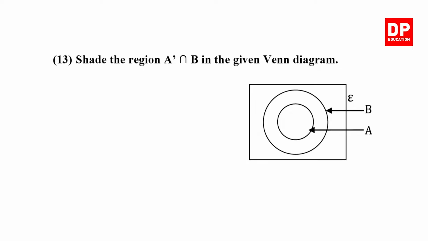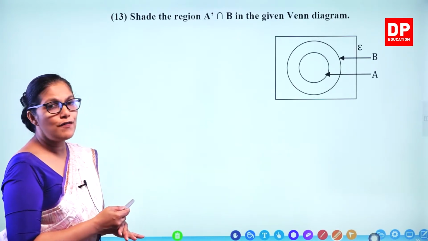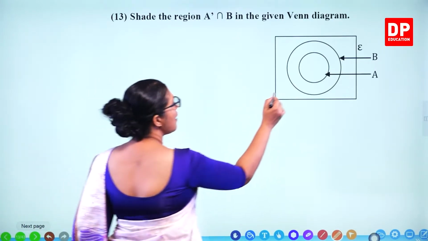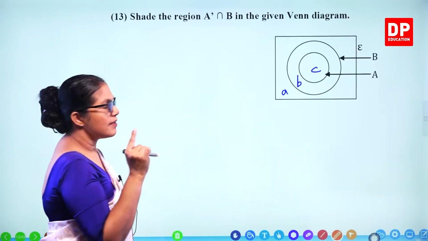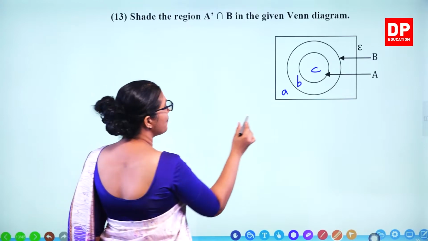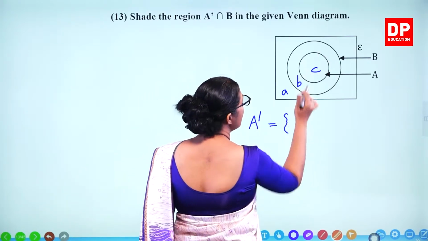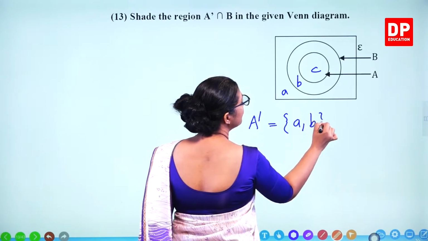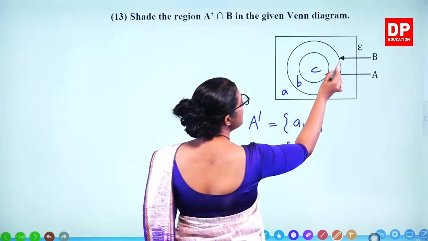Question number 13. Shade the region A dash intersection B in the given Venn diagram. So we'll mark A, B, C. It's easy for you to write letters like this. And C. What's A dash? Outside A. That's A and B. What's B? B means the full circle.